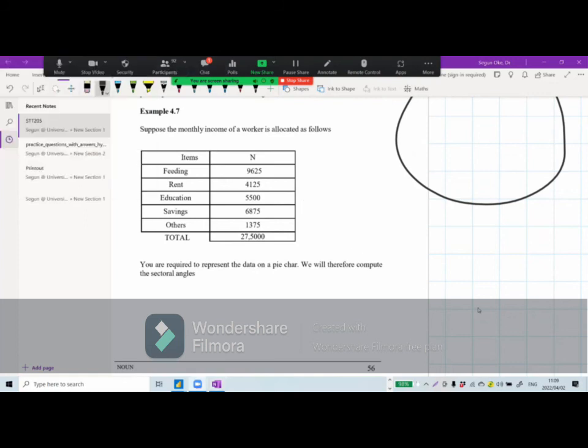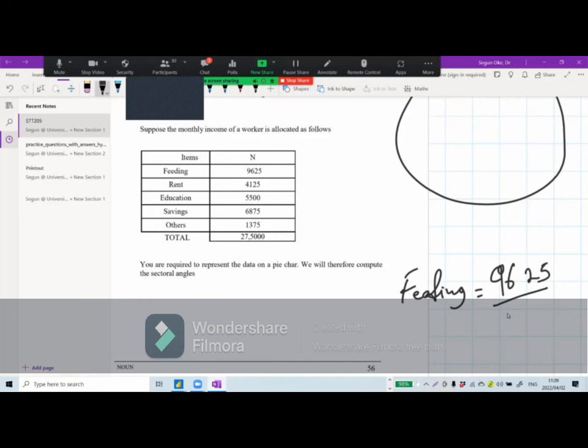It shows that for us to calculate feeding, we have feeding here. Feeding is equal to 9,625. That is the value. What is the total value of the whole income we are talking about? 27,500. Add everything together, please. That's 27,500 if we put it appropriately.